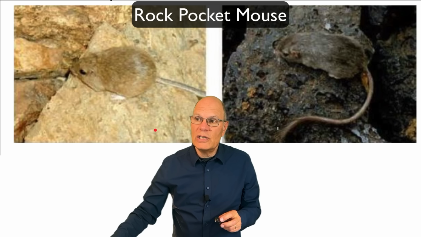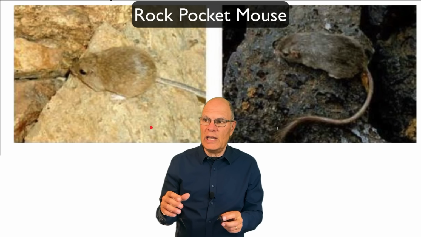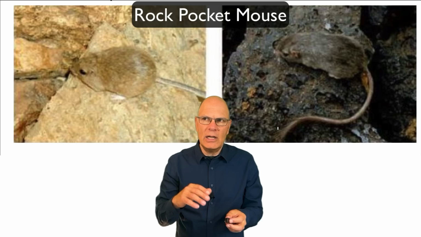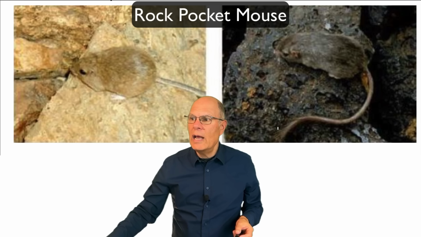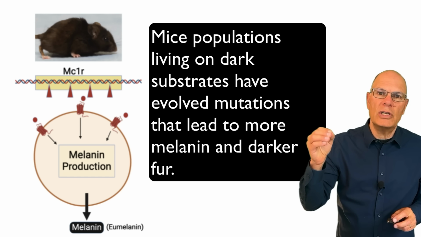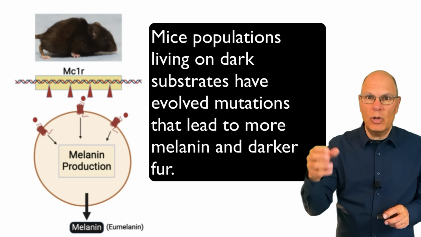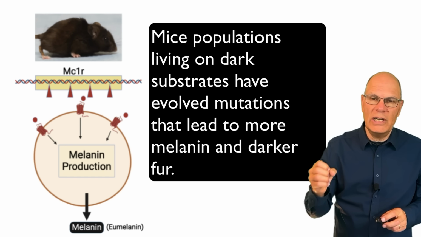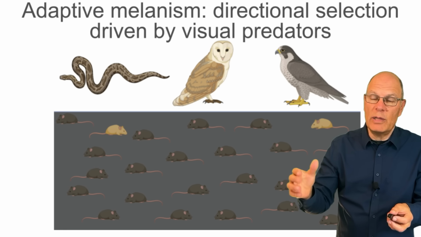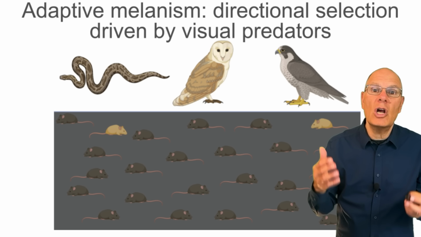What's shown here in this example is the rock pocket mouse, which lives in the southwest of the United States. And what's been documented on a genetic level is that populations of these mice that live on a dark colored substrate have evolved a mutation that results in more melanin production, and that mutation spreads throughout the population and results in subpopulations that have the dark coloration.